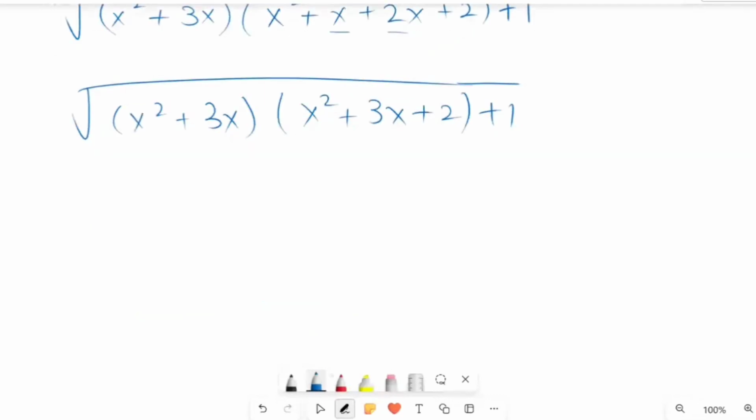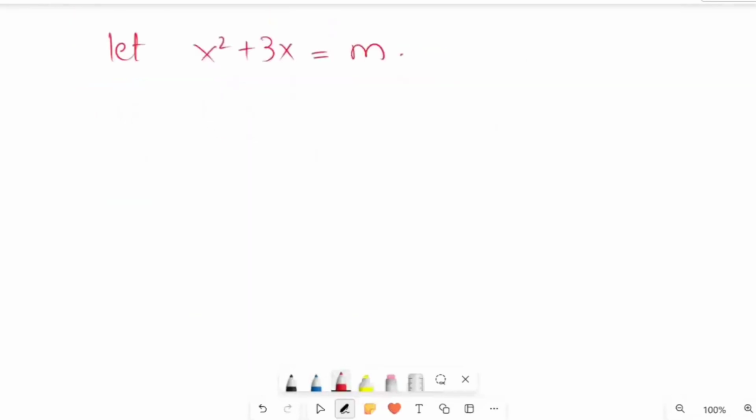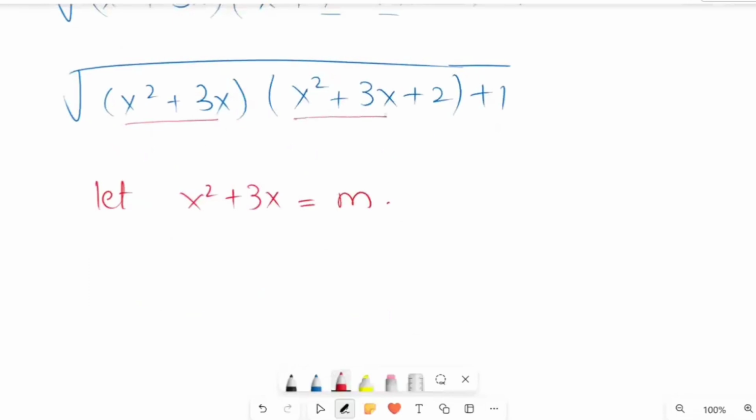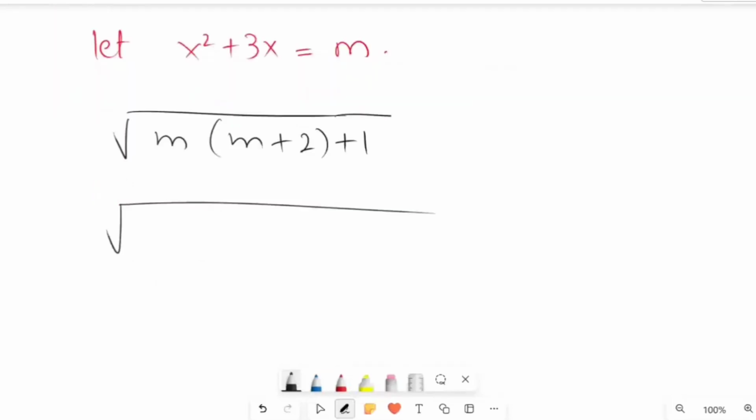Now here I'm going to let x squared plus 3x equal M. Now I'm going to replace this and this term with M. So the expression we will get is root of M bracket M plus 2 bracket plus 1. Now here I'm going to multiply this M with the whole bracket: M squared plus 2M plus 1.